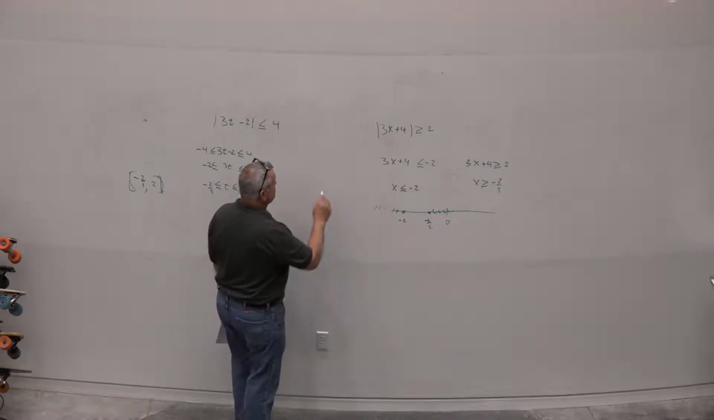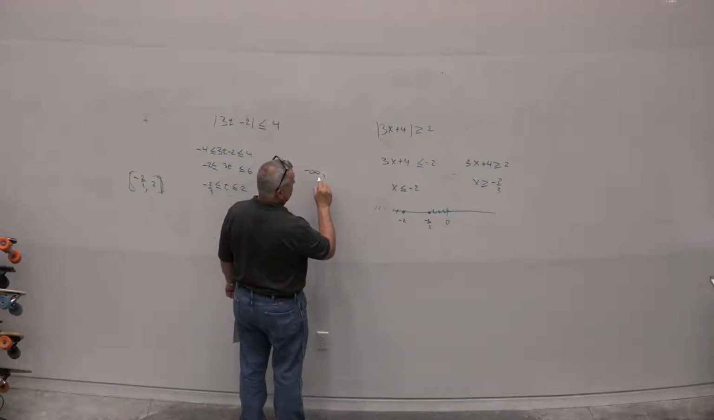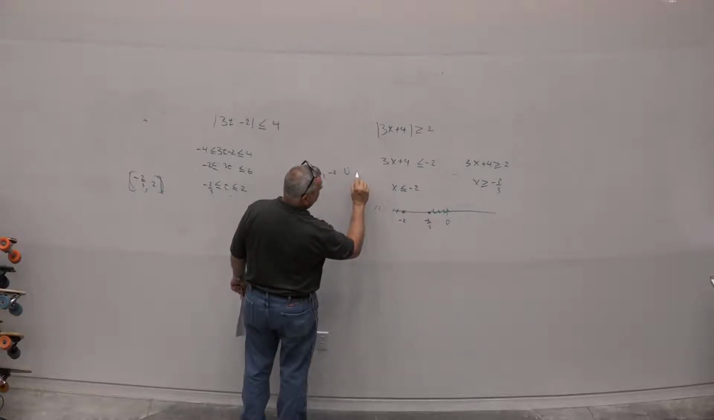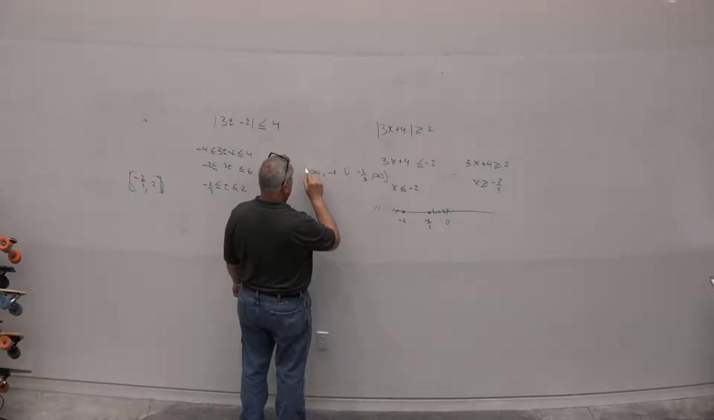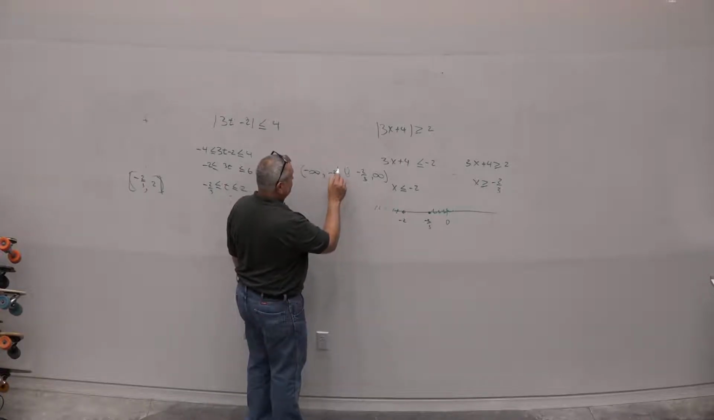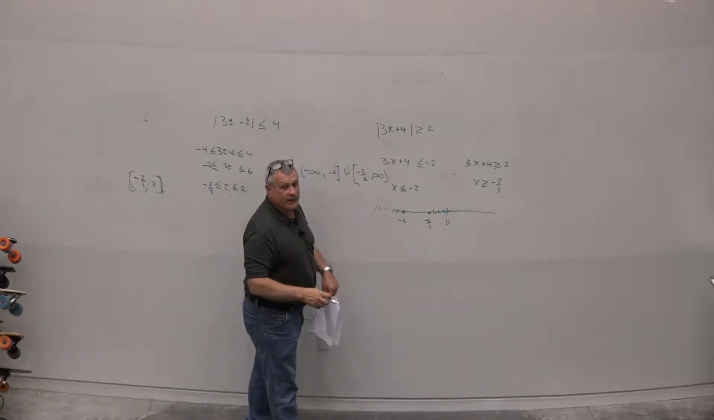So its solution set goes from negative infinity to minus 2 in union with minus 2/3 to positive infinity. I know I always get round brackets, but where do I use square or round? Square. Square brackets, okay?